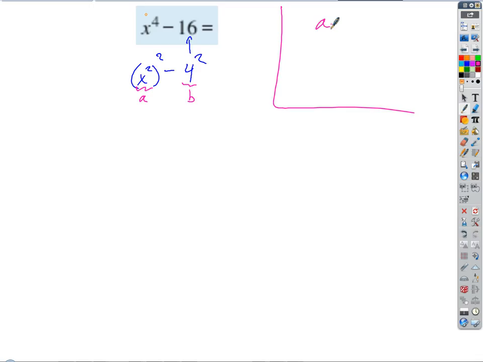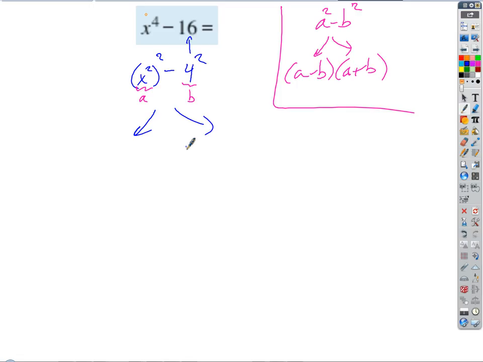This is a really easy pattern though, right? What is our difference of squares pattern? a squared minus b squared is a minus b times a plus b, in any order, it doesn't matter, right? So what's this one going to factor into then? What's this going to be?